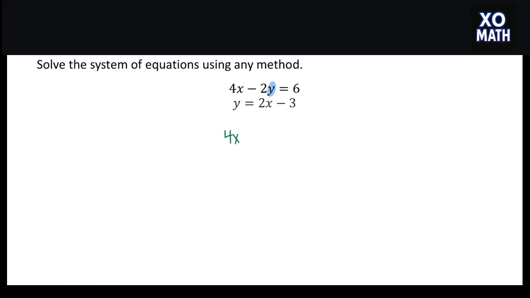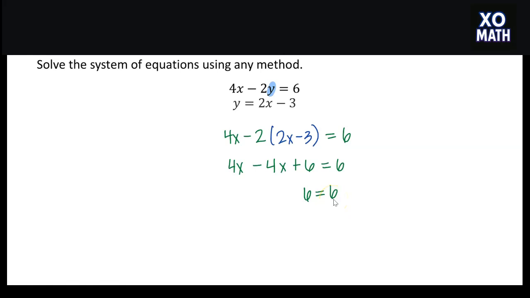So we'll have 4x minus 2 times the quantity 2x minus 3, and then all of that equals 6. Now our remaining equation only has one variable, so we'll try to solve for that variable. We have 4x minus 4x plus 6 is equal to 6. When trying to combine like terms, we end up losing the x variable. 4x minus 4x is 0. So we end up with the statement 6 equals 6, which is a true statement.